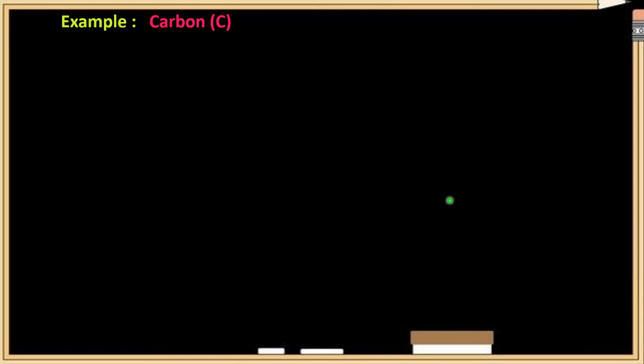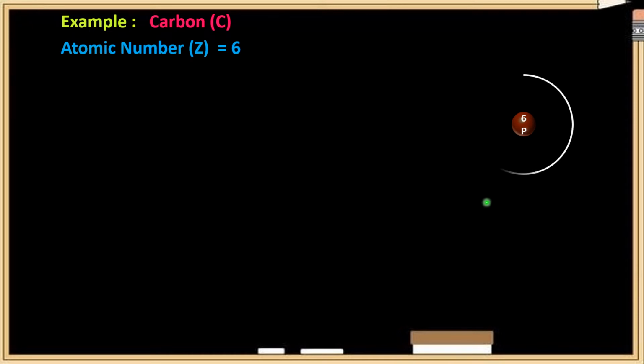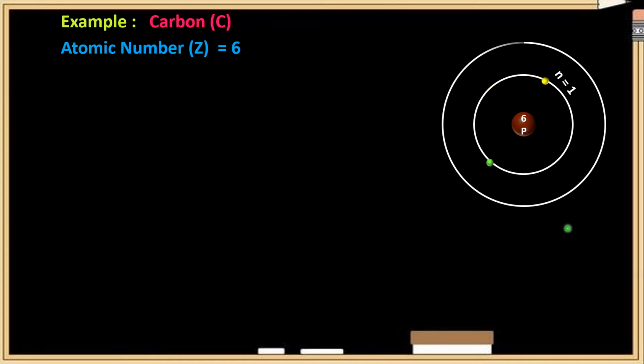For example, carbon. Here I am showing you Hund's rule by taking carbon as an example. The atomic number Z equal to 6. That means the nucleus of carbon has 6 protons and 6 electrons revolve around the nucleus. First 2 electrons in the first orbit and the remaining 4 electrons revolve in the second orbit. Now we have to fill these electrons into various orbitals.